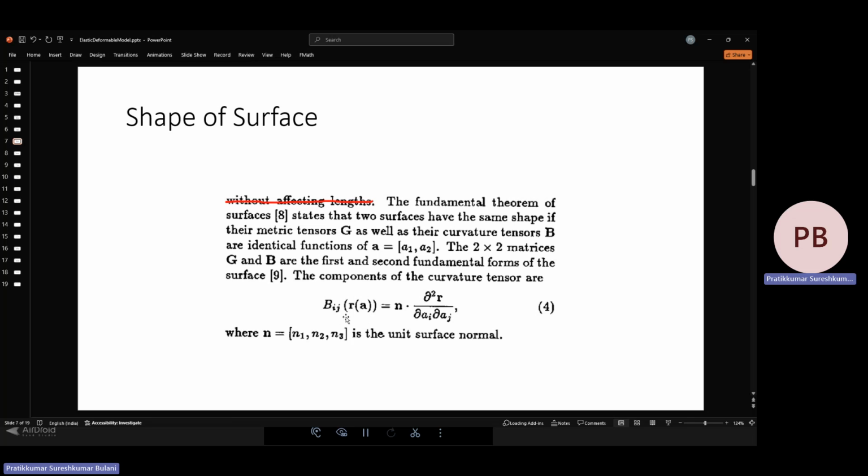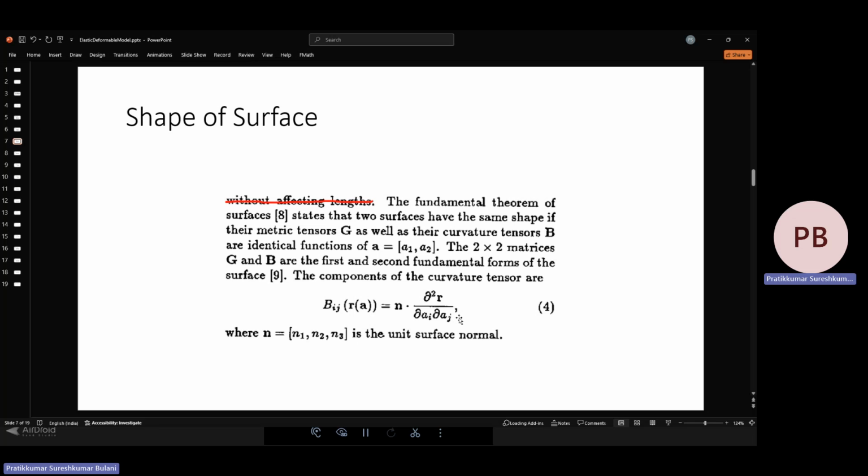Again, I repeat, this Bij is a scalar value, but when I talk about B as a whole, it becomes a matrix. Okay, we are taking again derivative with respect to A1, A2, A3. Again, the same matrix will get created. Okay, so now if both B and G are the same for two different surfaces, then the shape of both the surfaces are equal. Both B and G should be equal. That's the sufficient condition now.